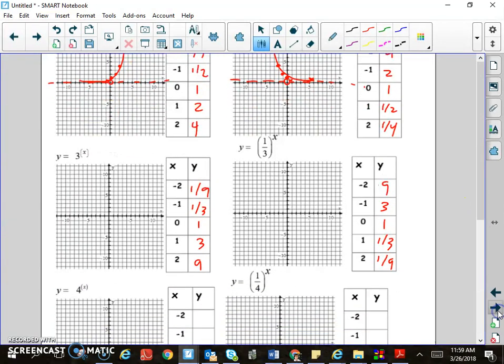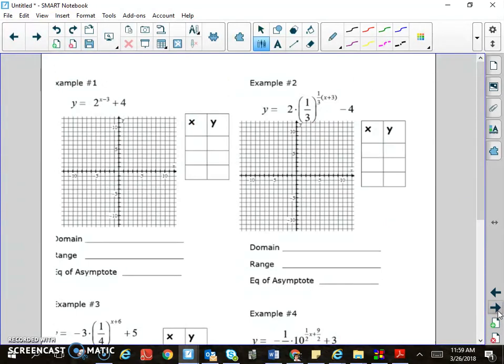Okay, so let's go to the back, because these are more of the type of questions that you're going to be doing on the assignment. All right, so I'm going to skip 1 really quick and go on to 2, because example 2 has all 4 transformations. Okay, so that way you can see where A, B, H, and K are located for these style of graphs. So this is A, this is B, this is H, this is K.